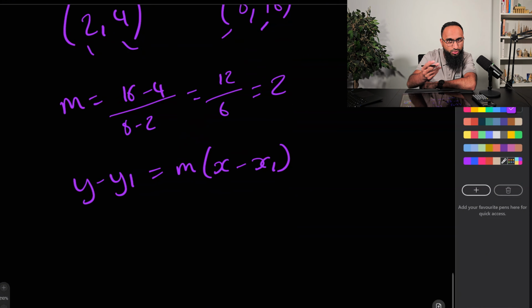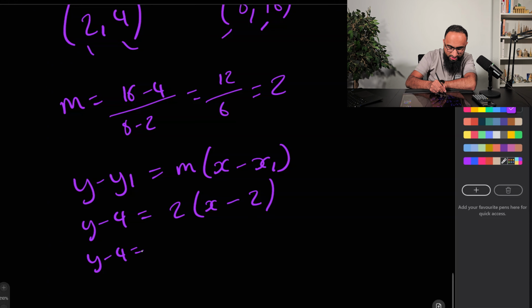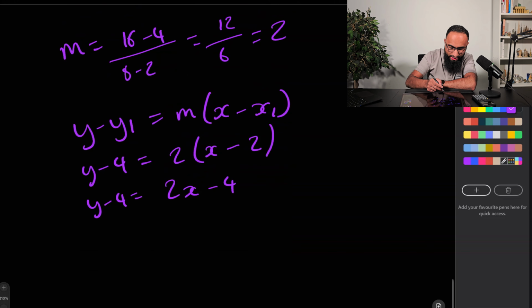So let's go with 2 and the 4 because they're smaller numbers. So we can do y minus 4 equals, and remember our m is 2, so we do 2 brackets x minus 2 because we're substituting the x1 for the 2 as we spoke about earlier. And then you simply just expand it out. So y minus 4 equals 2 times x is 2x, 2 times minus 2 is minus 4. And then we want to get the minus 4 on this side, so we get the y by itself. So when you take the negative 4 here, it becomes a positive 4. So we get 2x minus 4 plus 4, which is just 0.